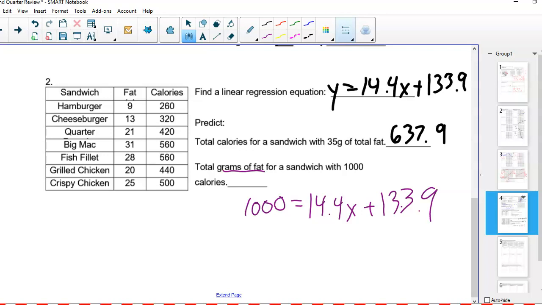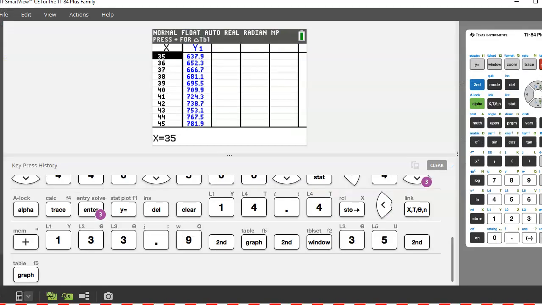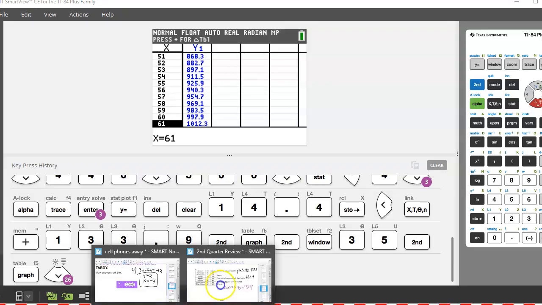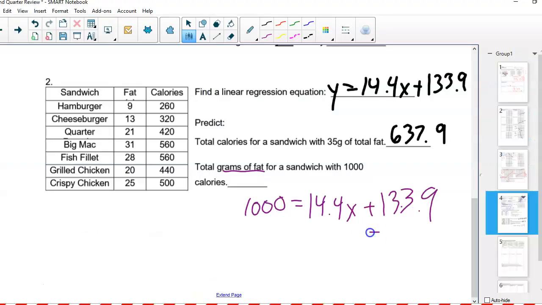In your calculator, you see how these numbers keep going up? Remember, y is your number of calories. So if I keep scrolling down until y gets over 1,000, I get 61. So you should get the same thing either way. It is 61. But I'm going to solve this just so you have it.